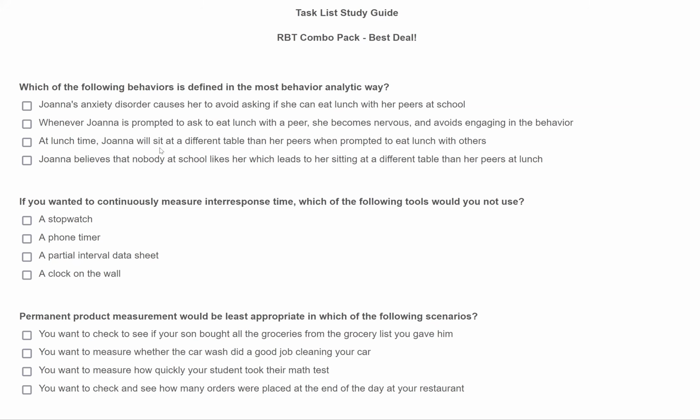D is not better than C. C is the most observable and most measurable. We can actually see and measure Joanna sitting at a different table compared to her peers. So remember, behavior definitions: observable, measurable.